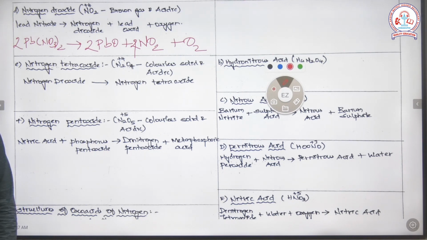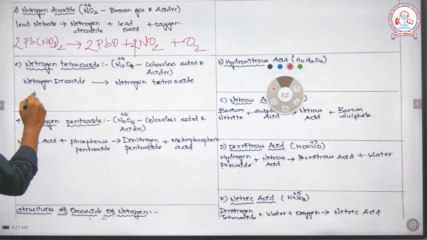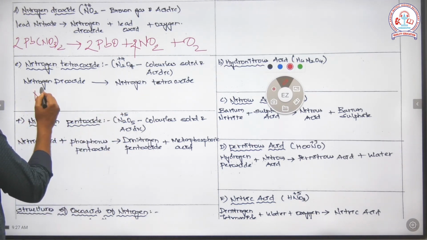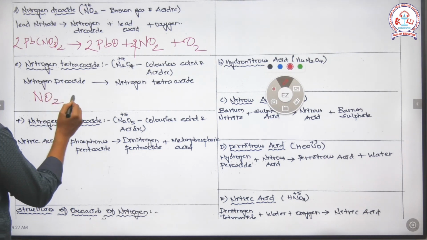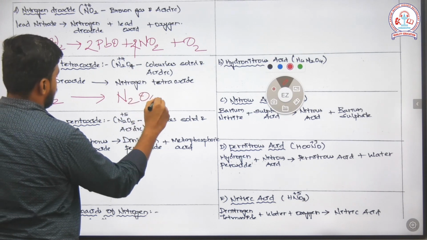Then dinitrogen tetroxide, N2O4, has the oxidation state of +4, a colorless solid, acidic in nature. So the combination reaction of NO2, nitrogen dioxide, 2 molecules will result in the formation of N2O4.